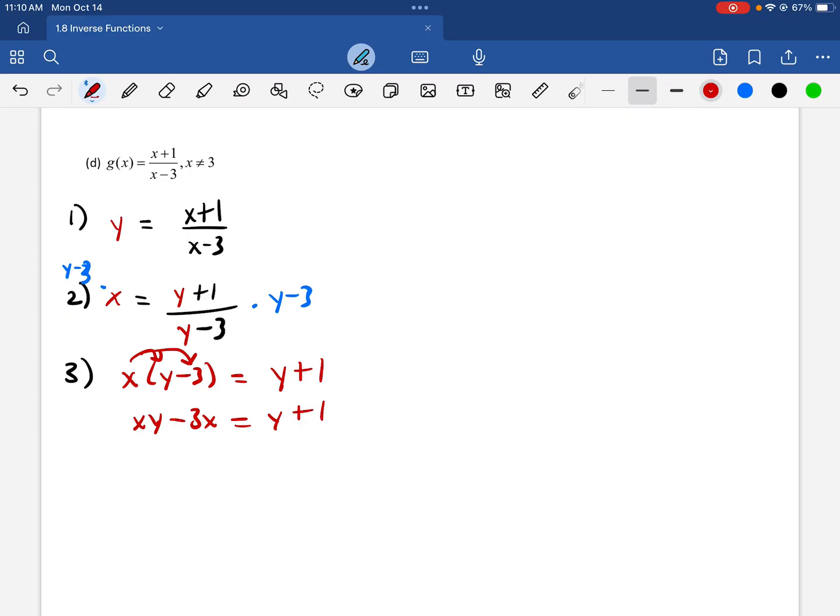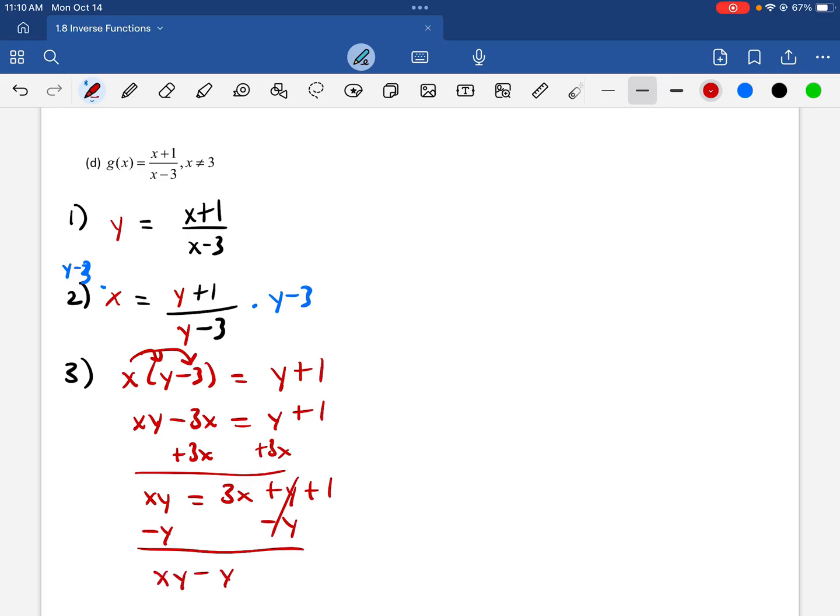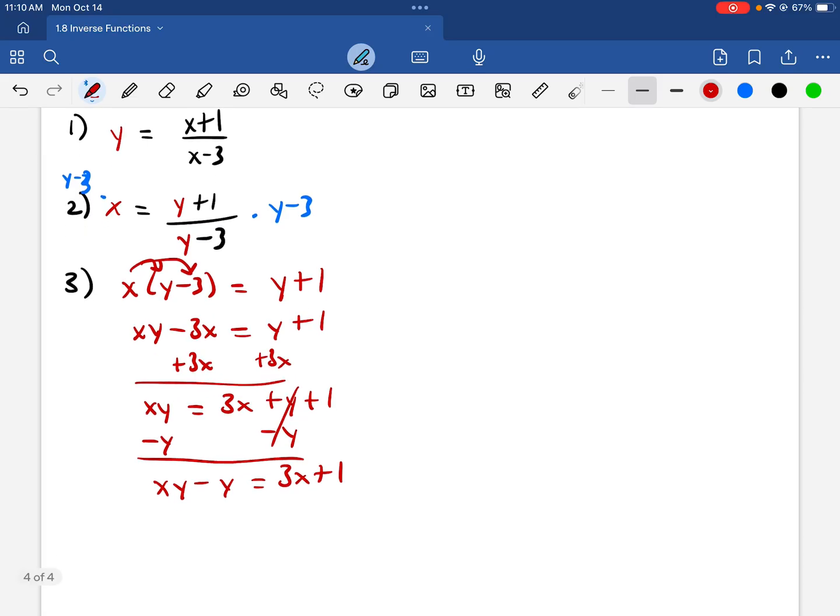All right, now ultimately I need to get those y's together because we have to be able to eventually solve for y by itself. So let's start out by moving just that 3x to the other side. And then I'm going to move the y over here with the other y. So we're going to get xy minus y equals 3x plus 1.